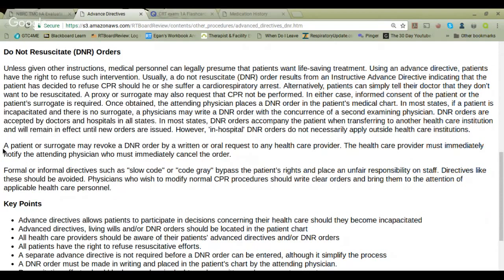That was a test question I had too. If they transfer to a different hospital, will their DNR still be applicable?